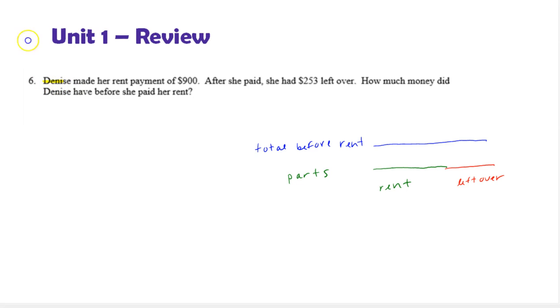Denise made her rent payment of $900. After she paid, she had $253 left over. And here comes the question. How much money did Denise have before she paid her rent? So here's our diagram. Okay. Our goal is to find the total amount she had before she paid her rent, which is this piece right here. And that's two parts combined. That's her rent and however much she had left over.